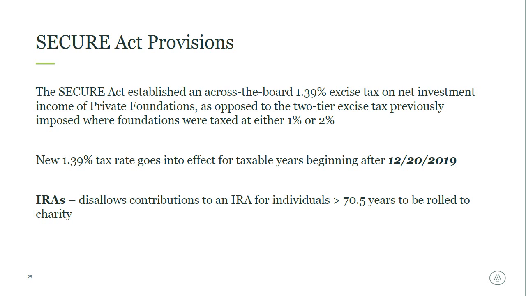Also, contributions to an IRA for individuals that are older than 70 and a half years of age are disallowed to be rolled to a charity.